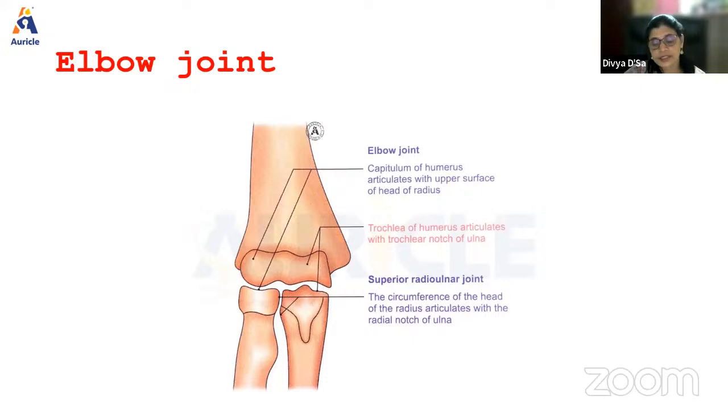All these will articulate with the humerus. The capitulum articulates with the head of the radius, whereas the trochlea articulates with the trochlear notch. There is one more joint here: the superior radioulnar joint, between the head of the radius and the radial notch of the ulna. So the trochlear notch with the trochlea, and the capitulum with the head of the radius, we call the elbow joint.